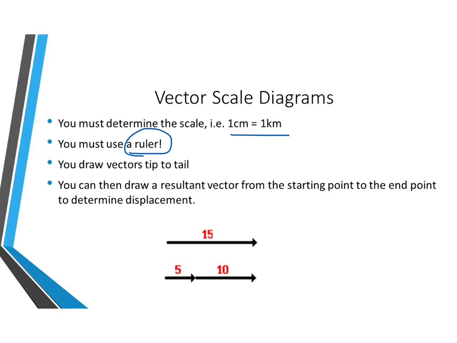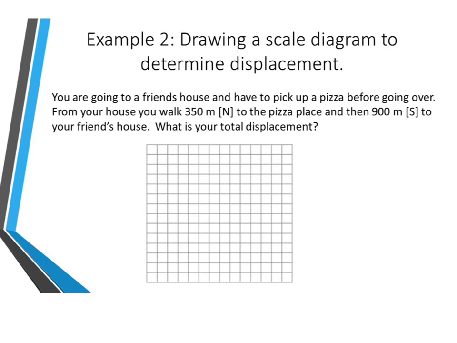So what that means is if we look at this drawing down the bottom, we have this 5 meters, let's say, in the east direction, and then another 10 meters. We draw them tip to tail, and then we can draw our resultant vector from the starting point to the end point. So that's actually how they would have gotten this diagram. So let's look at where we draw a vector scale diagram. Now, because it's hard for me to show you using a ruler in this video, I'm going to use grid paper. You would use a ruler and you would draw.